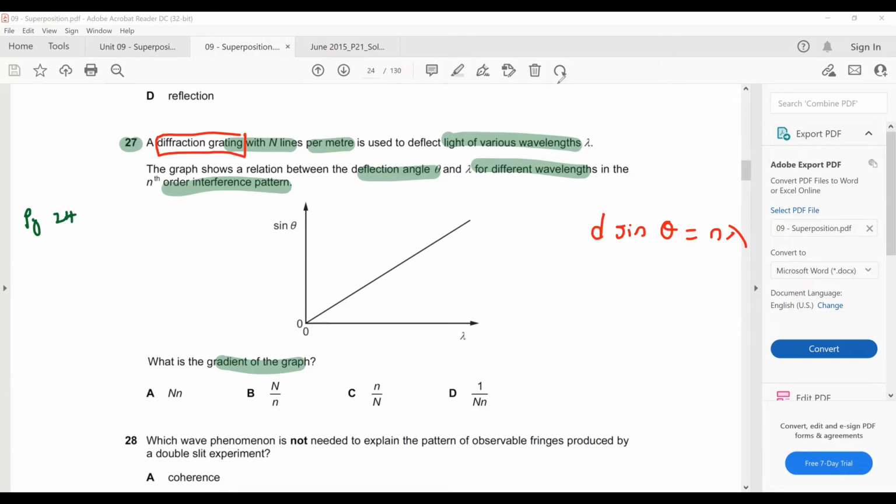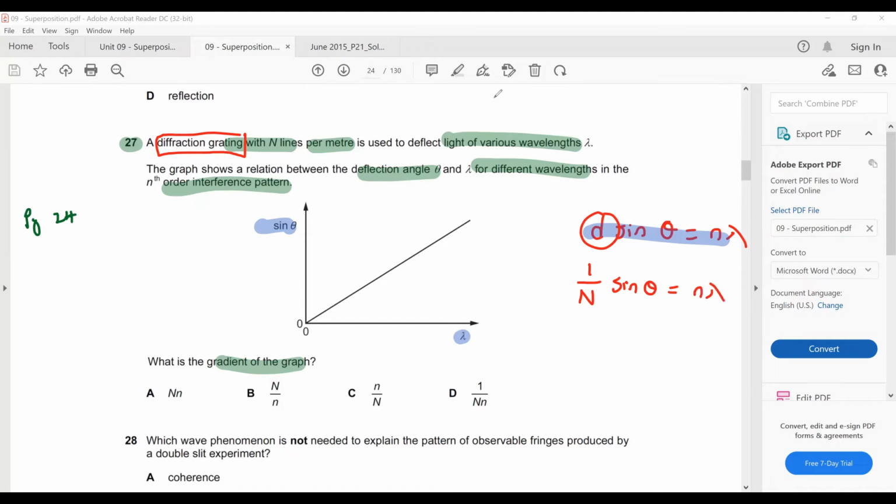And then notice how this graph looks like. Y-axis is sine theta, x-axis is lambda. What you want to do is try to make this equation in the form of a straight line equation, following the general equation of a straight line. So if you play around with it, you should get sine theta equals to, oh wait, before I go to that, let me just change this. This is 1 over n. Then sine theta equals n lambda.